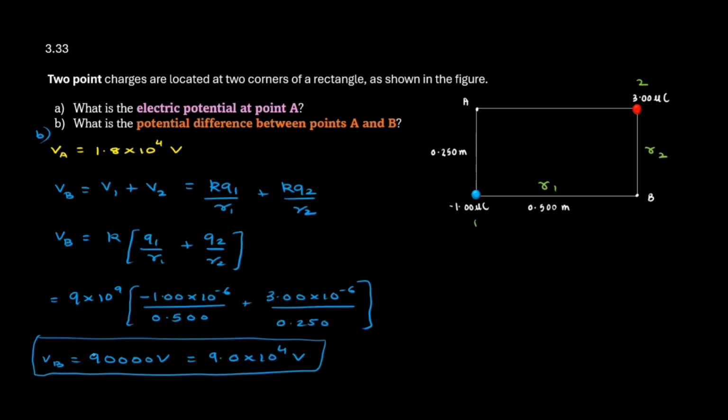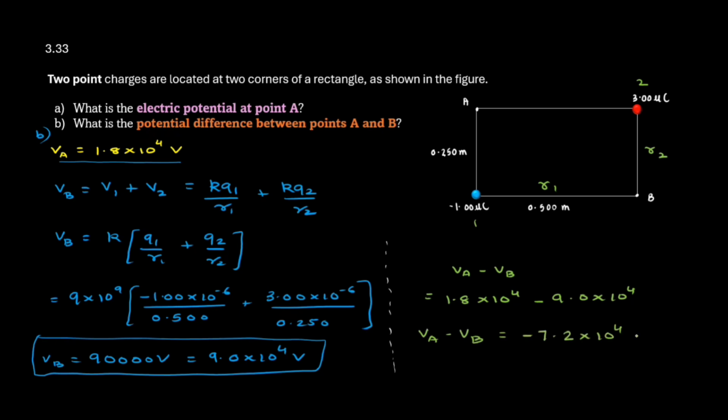So I found potential at point B. We know potential at point A. We can find the potential difference between point A and B as VA minus VB. So solve. VA is 1.8 times 10 to the power 4 volt and VB is 9 times 10 to the power 4. And when you solve this, you get the potential difference between point A and B as -7.2 times 10 to the power 4 volt.